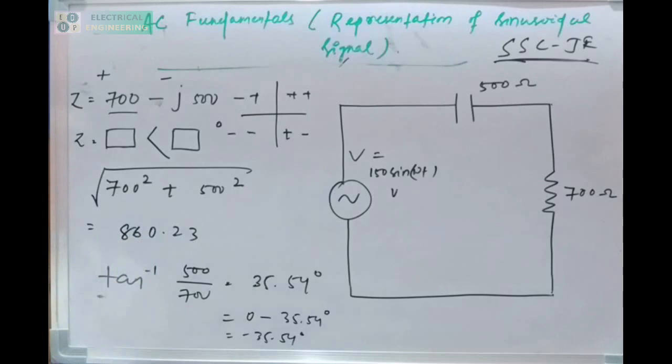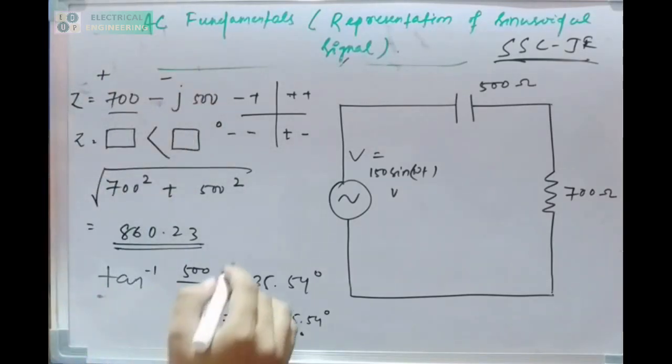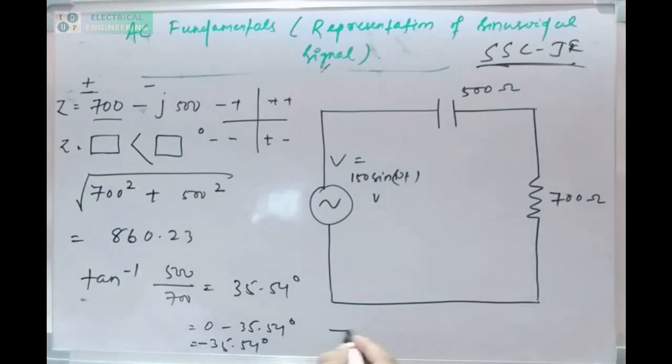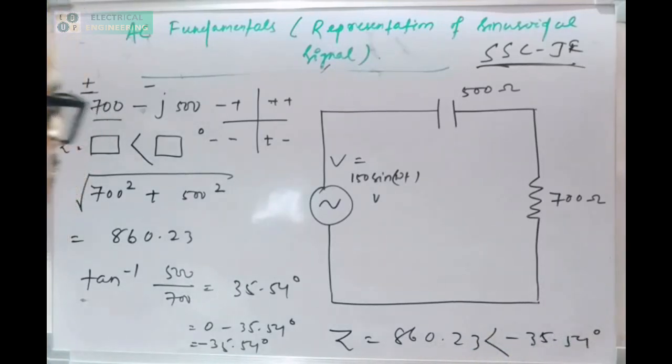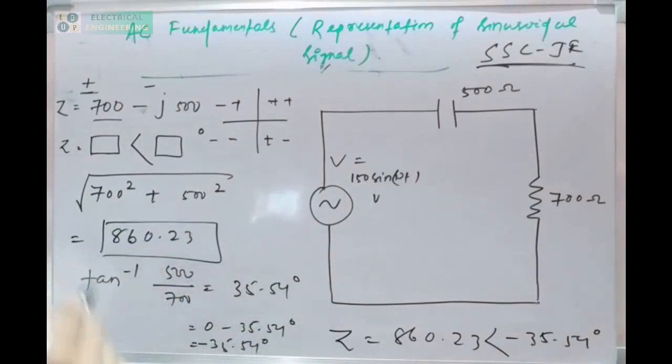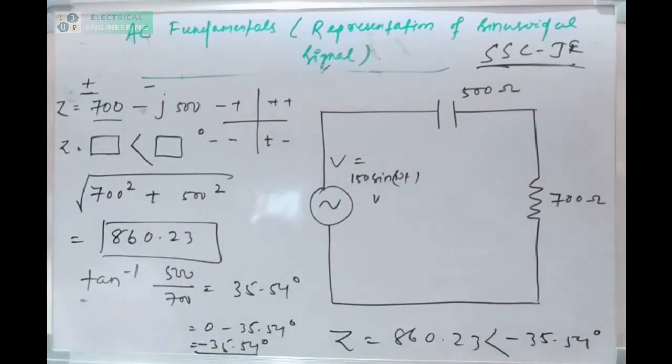So we got the RMS value and we got the phase. So we can write this impedance in the polar form, Z equals to 860.23 angle minus 35.54 degree. Okay, so the RMS value is 860.23, the phase value is minus 35.54 degree, and combined it is in the polar form Z equals to 860.23 angle minus 35.54 degree. So this much you will require in the following questions.